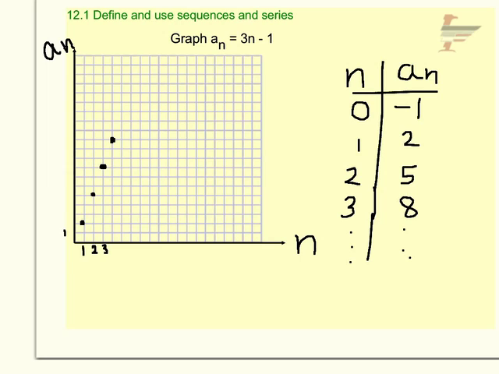So what you don't want to do is connect those points, because then you're treating this like a linear function, and it's not. It's a sequence, and a sequence is literally a sequence of points. So you plot points, you don't connect them, done deal.